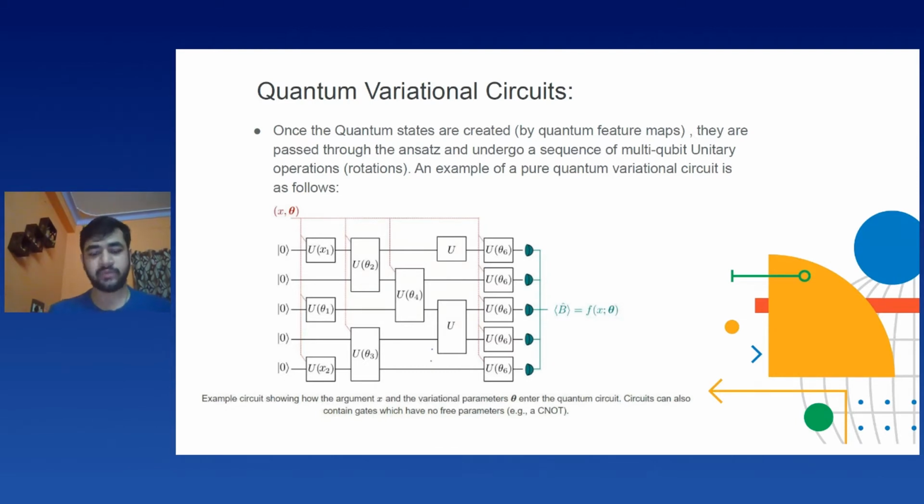Now that we have understood what quantum gates are, and we have a brief understanding of what quantum embeddings are, we can go and understand quantum variational circuits. Quantum variational circuits are effectively quantum feature maps. Feature maps are nothing but another word for quantum embeddings. These are passed through a quantum circuit or an ansatz and undergo a sequence of gate transformations. These gate transformations are basically the rotations, just like I mentioned before. It can be rotation along the x-axis, y-axis, or z-axis.